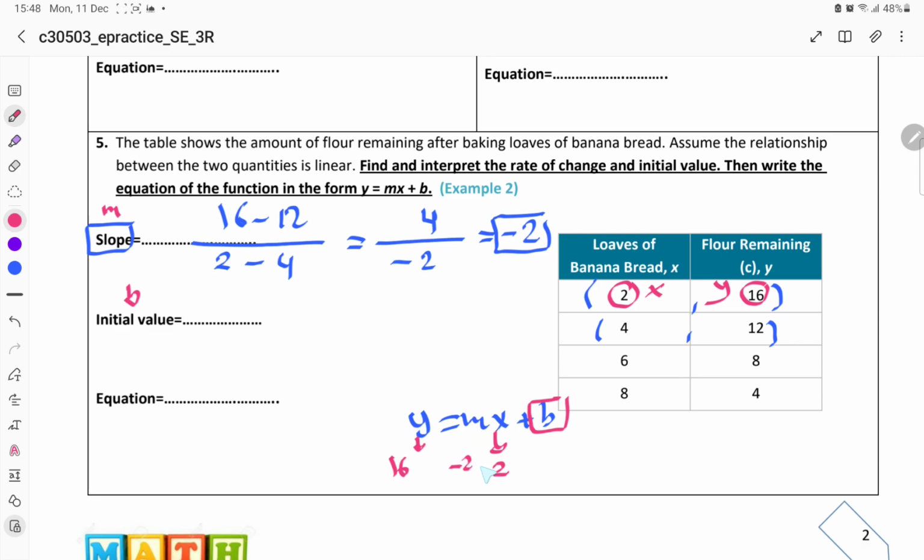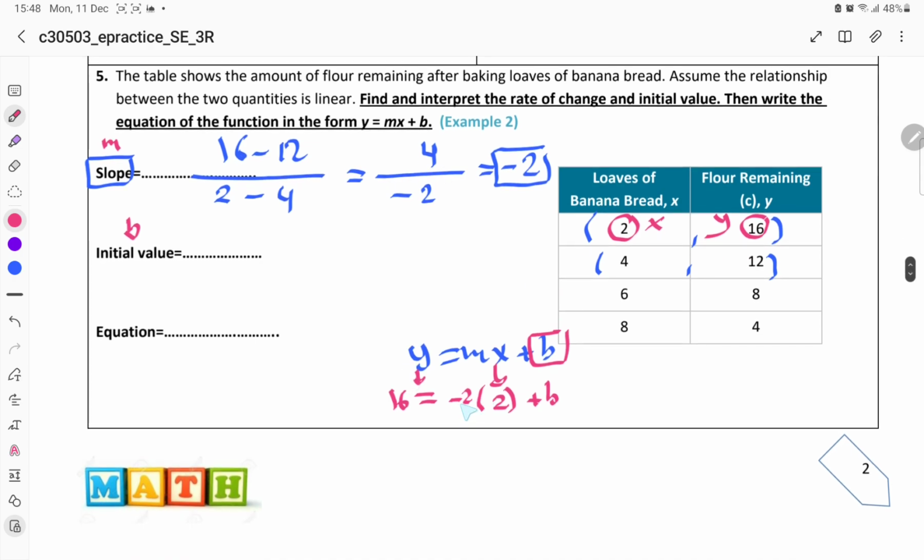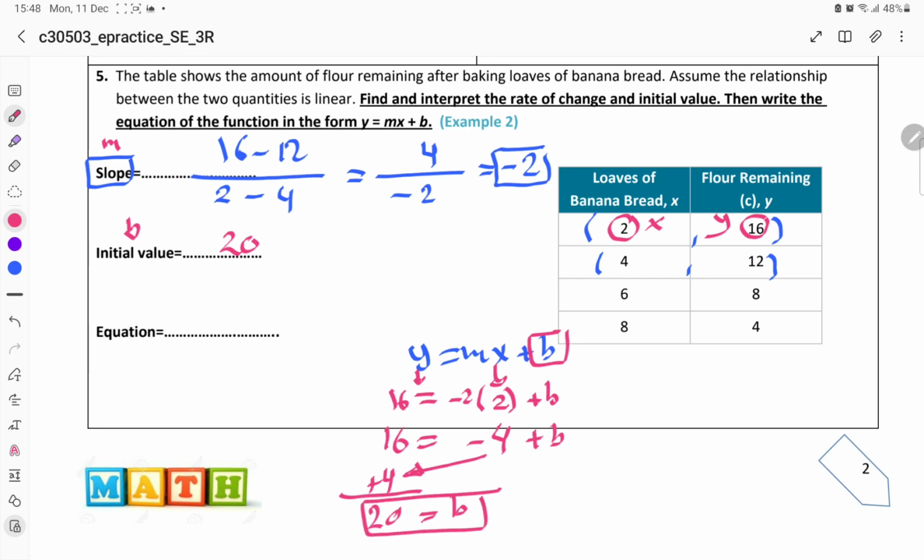So negative 2 is the m, multiplied by the x. The slope is multiplied by the x, plus b. So all of this equals 16. Negative 2 times 2 is negative 4, plus b equals 16. I want to get b, so the negative 4 will move to the left-hand side, and since it was negative, it will move as positive. 16 plus 4 is 20. So the initial value here is 20.